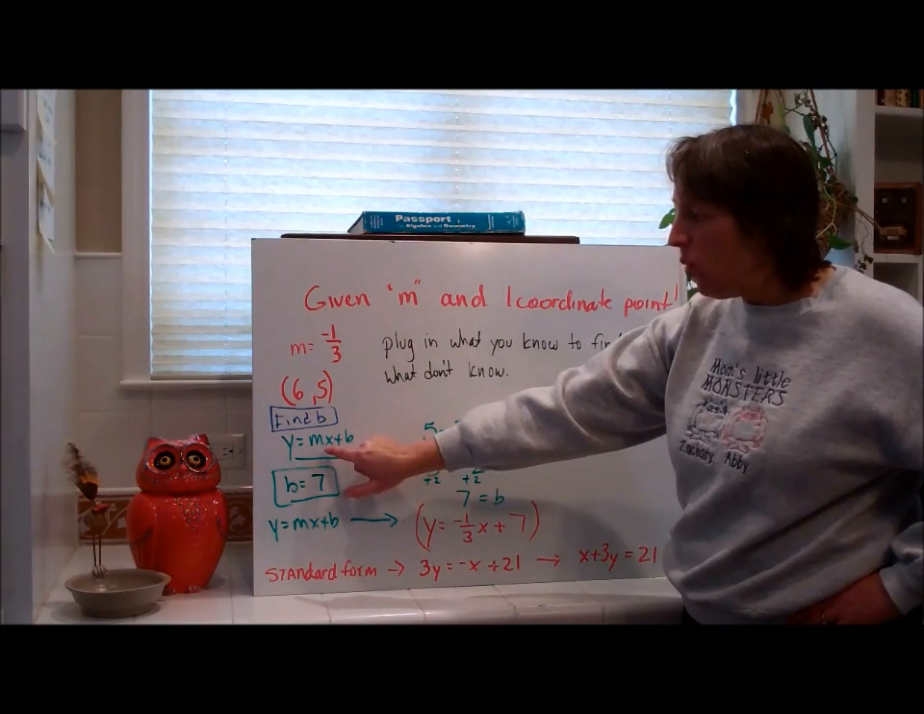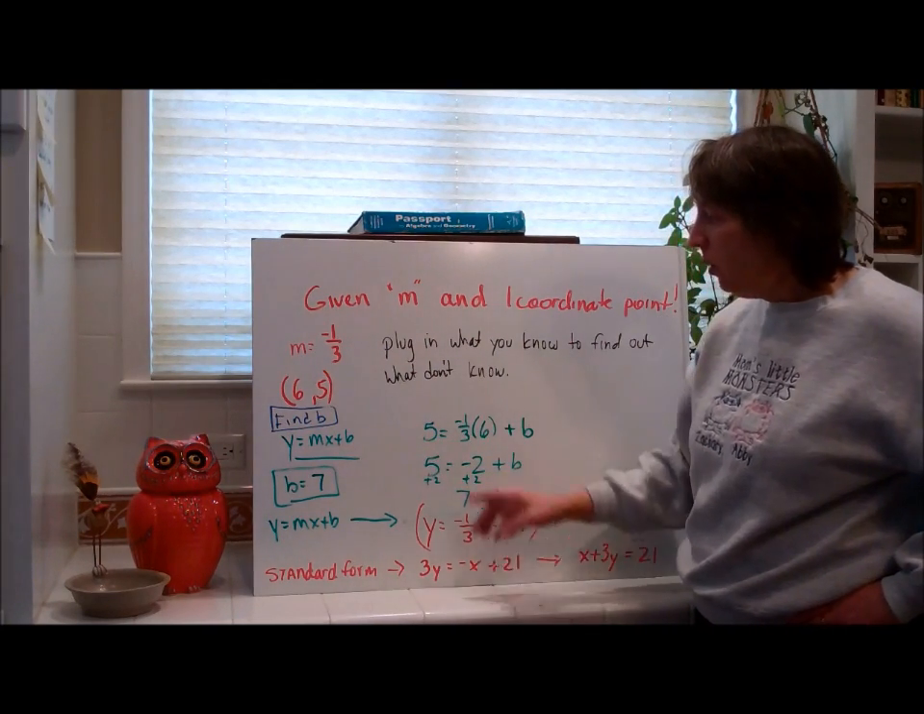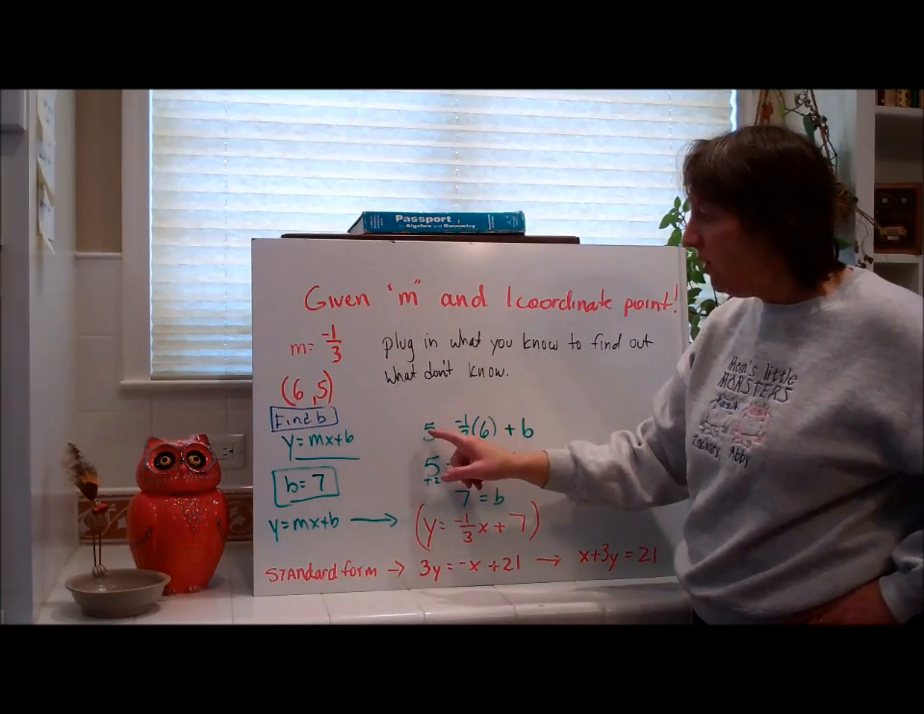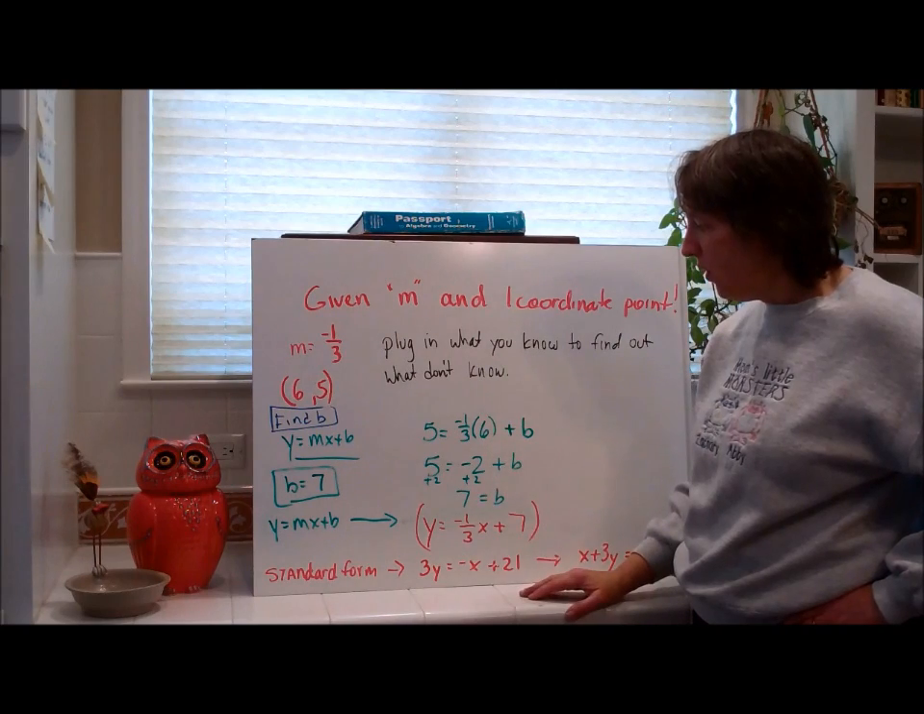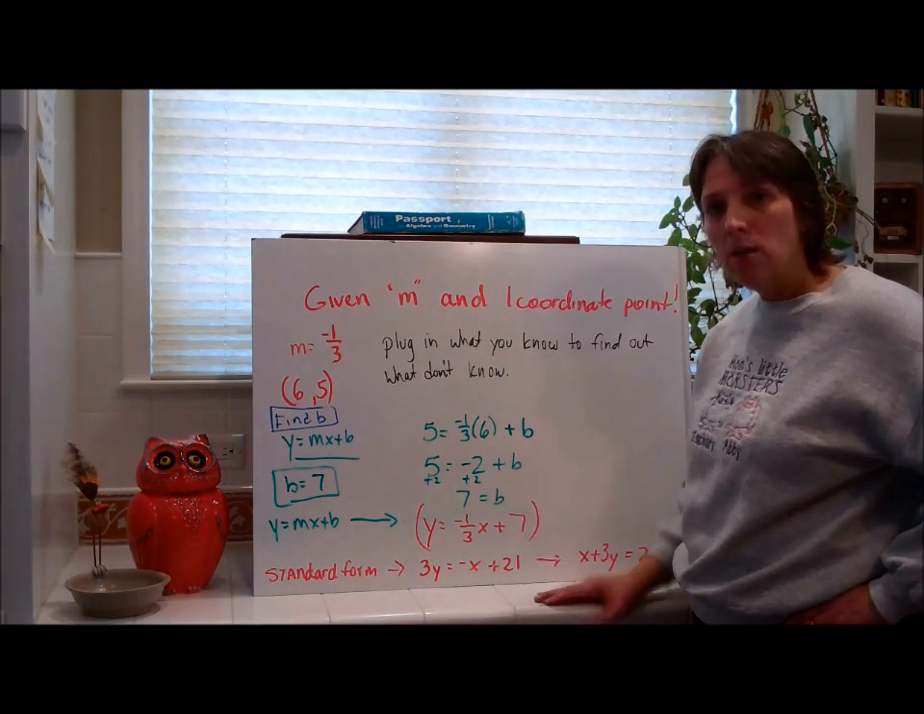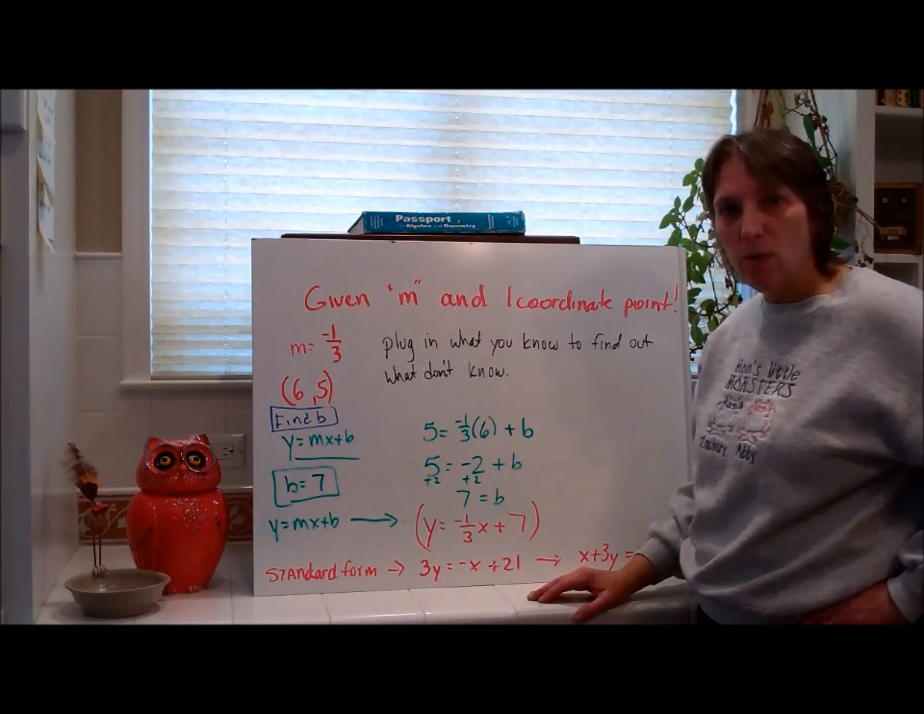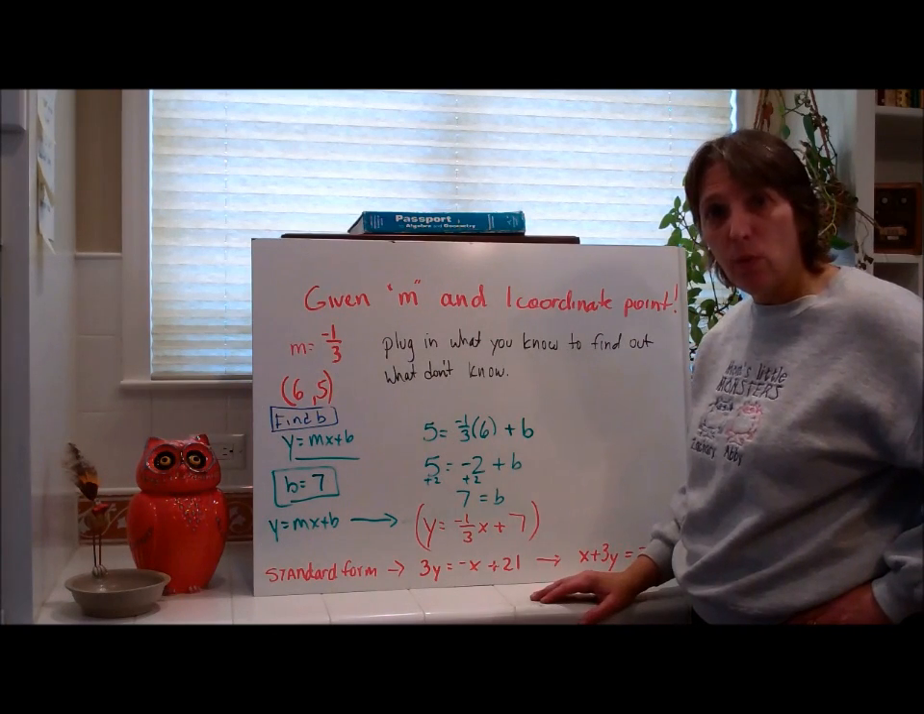You'll use the form y equals mx plus b. Well, we know the y value is 5, and we know the x value is 6, and we know the slope is -1/3. We don't know b. So again, we solve it like any equation where we're trying to find the answer for a variable.